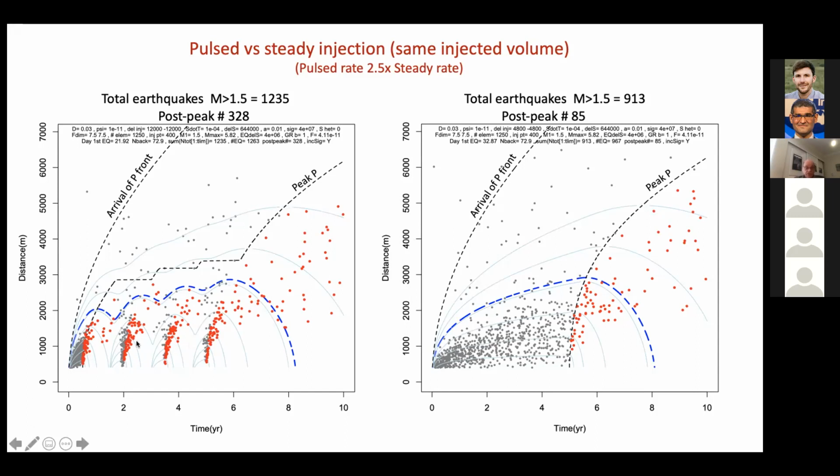And this is a relatively modest pulsing. Typically in the injection operation that I'll show you in a few moments, the rates of injection vary over a very wide range. And so a general lesson here, if you believe this model, is that it's better to inject at a constant rate than to pulse it. You can get many more earthquakes, particularly with sharp pulses.